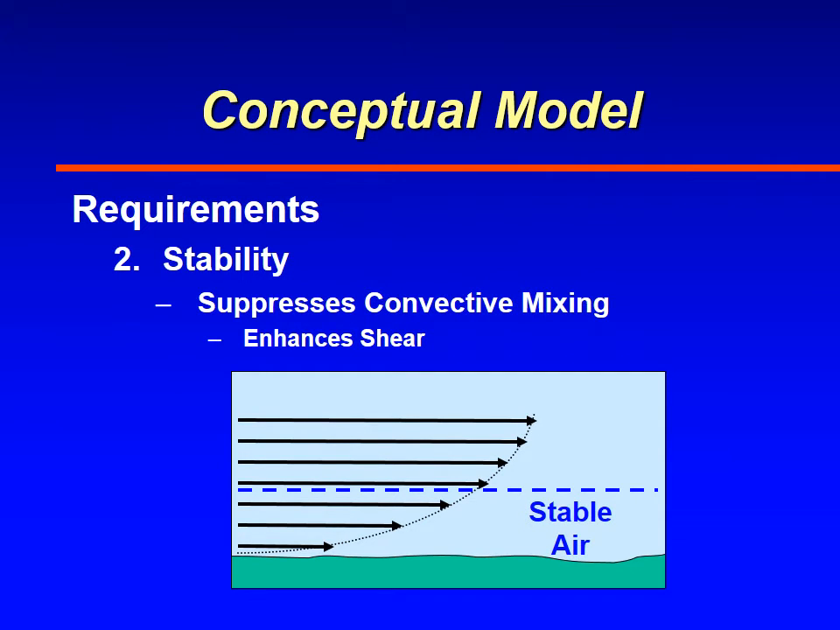Another thing that the stability does is that it suppresses convective mixing. Convective mixing are thermals rising through the atmosphere and compensating motions sinking down through the atmosphere. When that happens, it mixes the atmosphere out. It takes stronger winds and brings them down to the surface. It takes weaker winds at the surface and brings them aloft. So in other words, it reduces the magnitude of the shear.